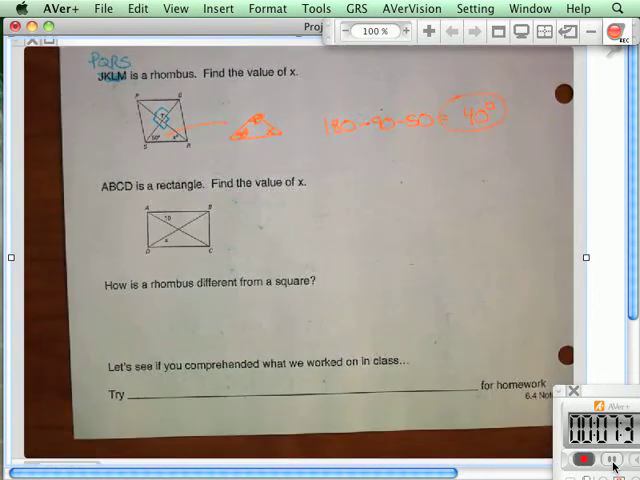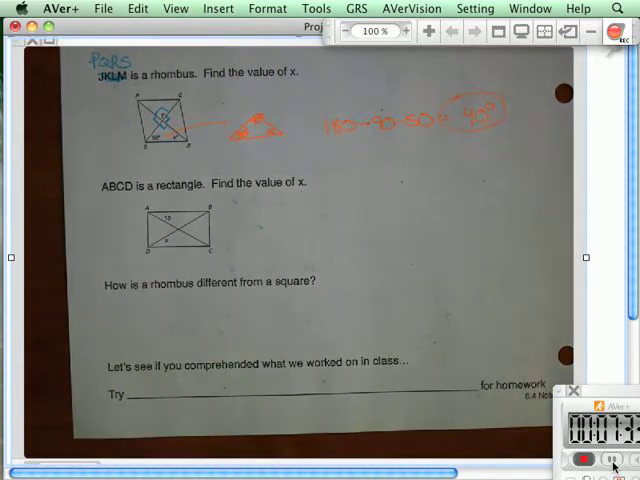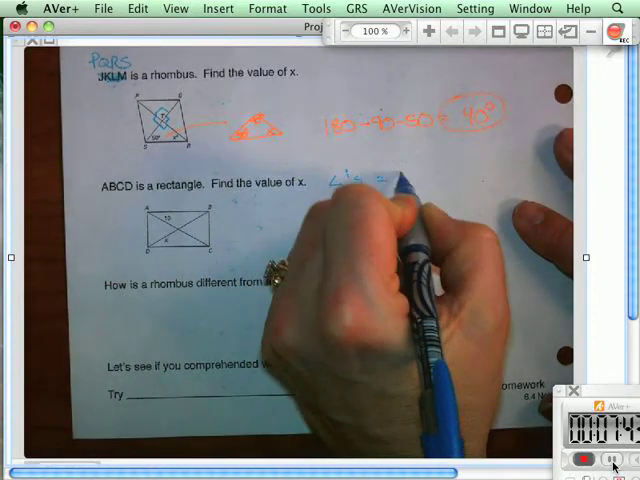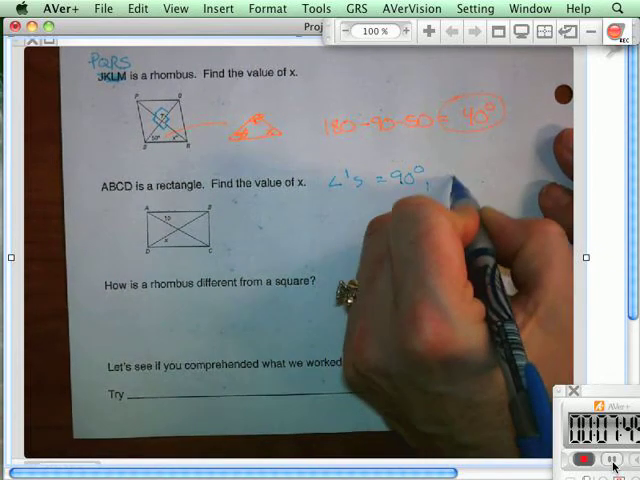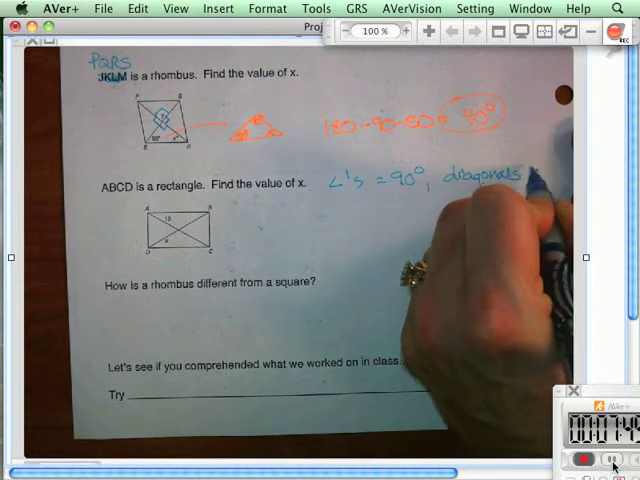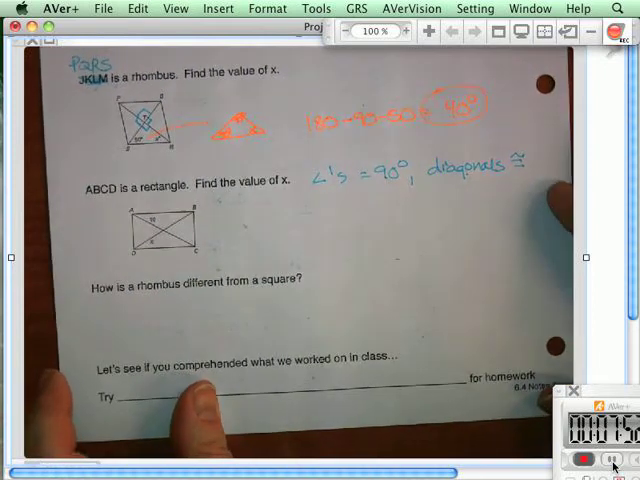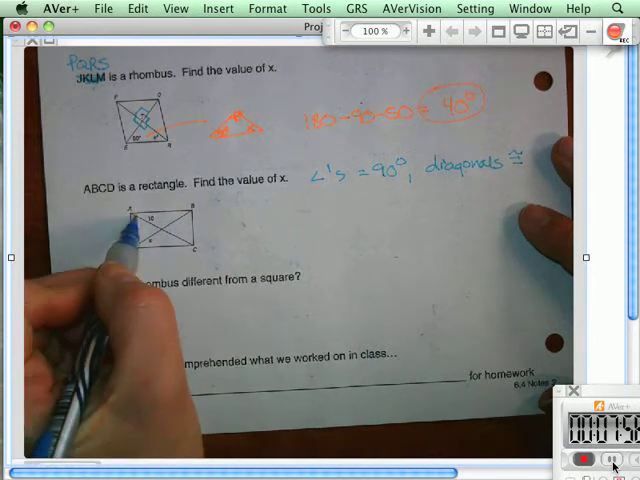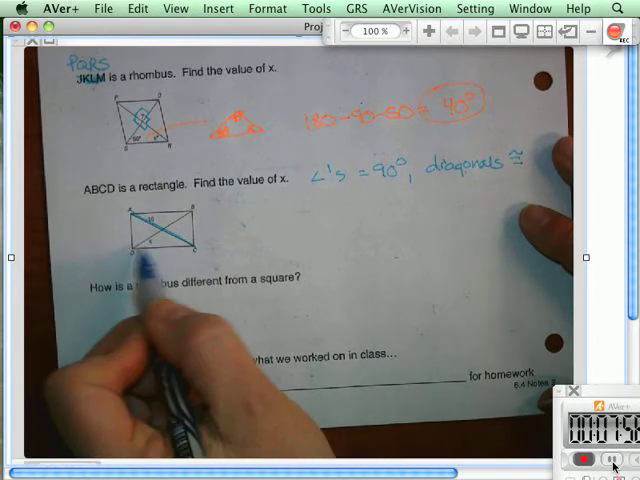Yeah? Okay. ABCD is a rectangle. You know what about rectangles? Okay. You know that the angles are equal to 90 degrees. You also know that the diagonals, which is what they told us on the other side, the diagonals are congruent. So they want to find X. Yes, I think this is kind of hard. This is 10, therefore X equals 10.